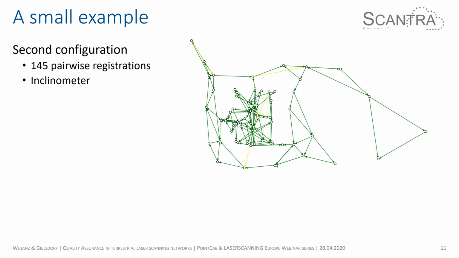So what we can do is add some more connections. This is the configuration that I personally chose. I have 145 pairwise registrations, and I also included the inclinometer as an additional configuration that checks only 2 degrees of freedom, namely the rotation about the X and Y axis.